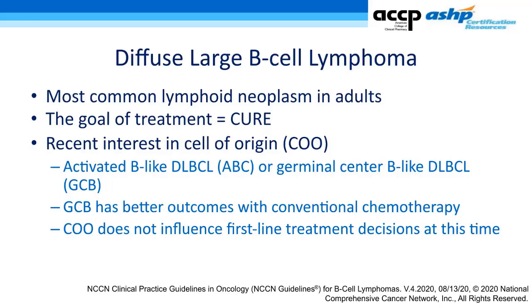There's been a lot of interest lately in what's called the cell of origin, or COO. So if you read any of the non-Hodgkin's literature, they'll mention things like the activated B-like diffuse large B-cell lymphoma or germinal center B-like diffuse large B-cell lymphoma. The data seems to be that germinal center B-like diffuse large B-cell lymphoma has a better response and therefore better outcomes to conventional chemotherapy. However, this does not influence our choice of first-line treatments at this moment in time. There may be a time that we choose different frontline therapy based on the cell of origin, but as of this moment, it does not influence what we're going to choose.